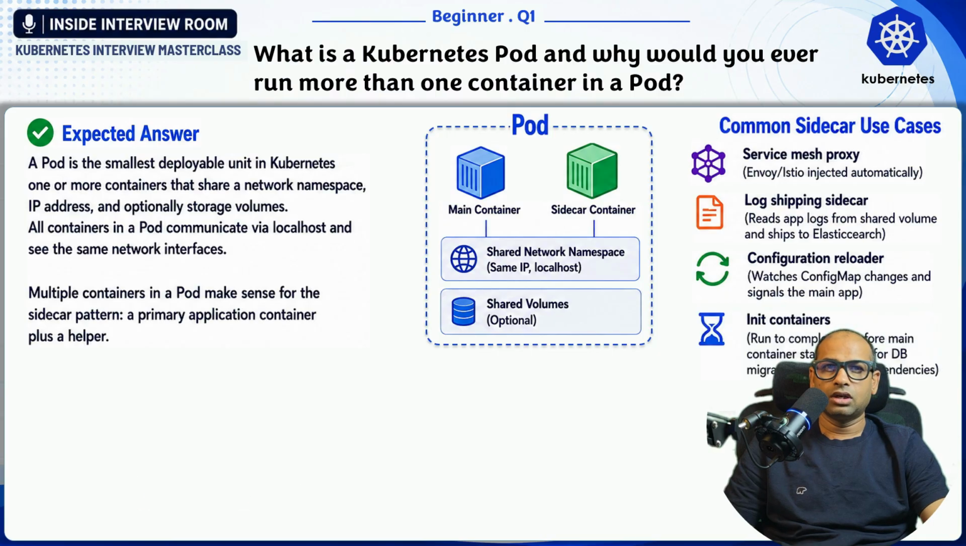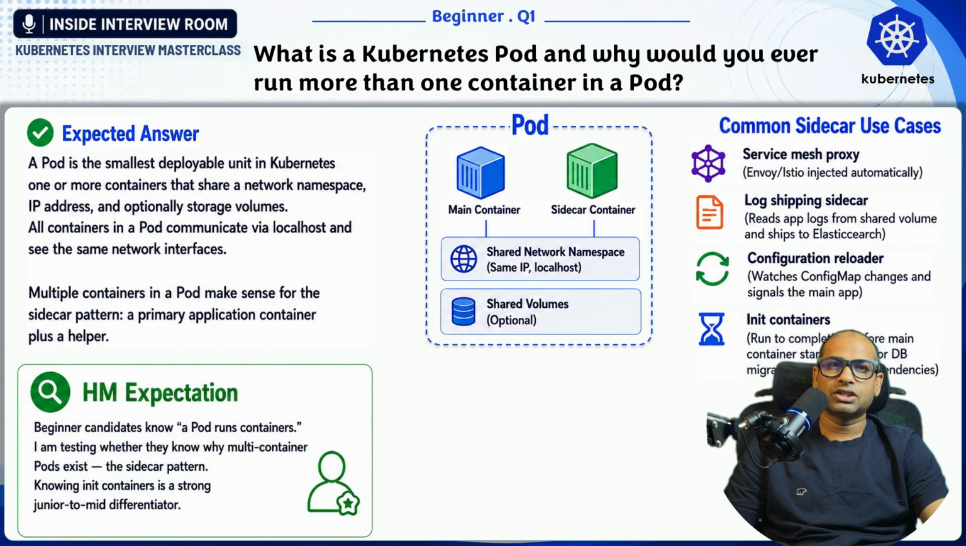A configuration reloader watches the config map and, on changes, signals the main app. Init containers run to completion before the main containers start. They are used for DB migrations, waiting for dependencies, and configuring the environment before running the actual application.